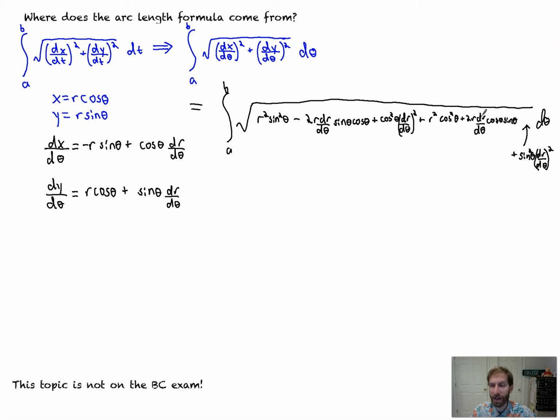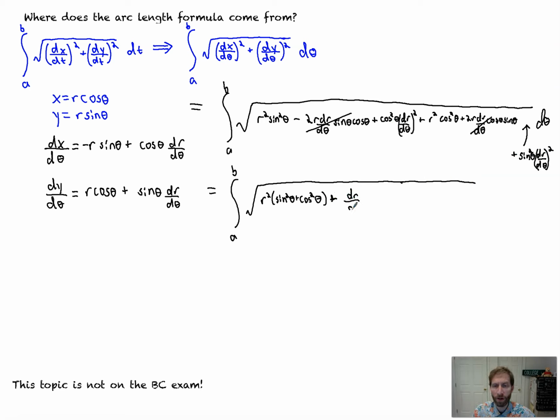This and that are the same thing. 2r dr d theta cosine theta sine theta cancel. The other thing to notice is I've got an r squared sine squared and an r squared cosine squared. So that's going to be the integral from a to b. Oh, this is nasty. Of r squared times sine squared plus cosine squared. That's nice. It's really nice because that's going to equal 1. Plus, check this out, you've got a dr d theta squared that can be factored out of each of these. So dr d theta squared times cosine squared plus sine squared.